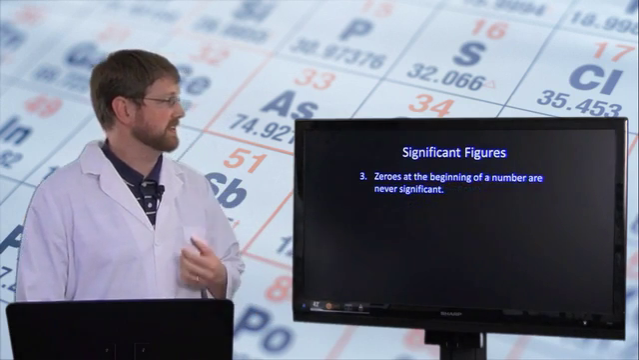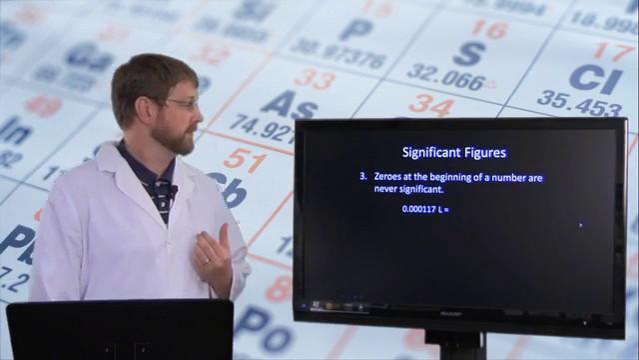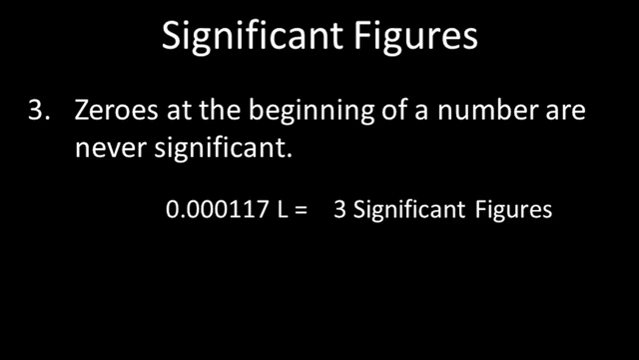The third rule is that the zeros at the beginning of a number are never significant. For example, 0.000117. The zeros in front of the 117 are not significant. So again, we're left with only 3 significant figures.